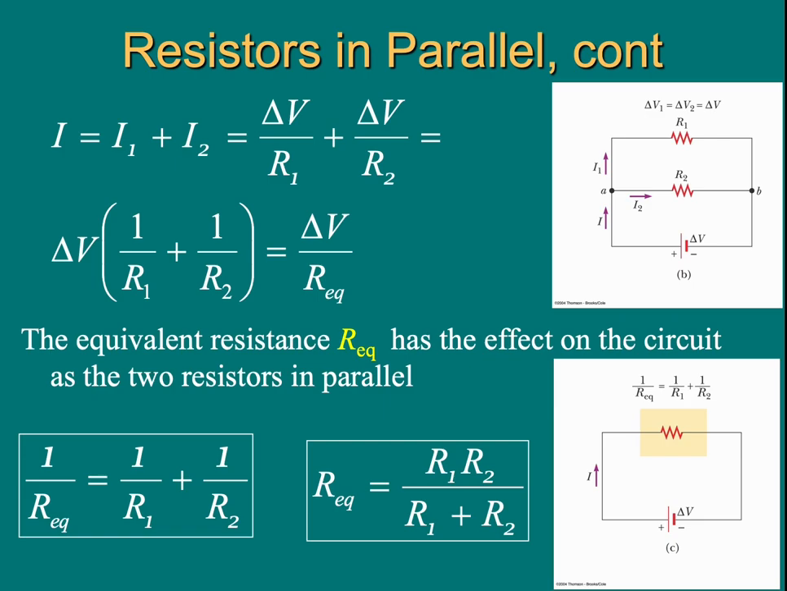We use the property that the total current at a junction equals the current flowing through each branch, and we replace I1 by potential over R1, and I2 by potential over R2. We find that for two resistors connected in parallel, the equivalent resistance satisfies this equation: 1 over R equivalent equals 1 over R1 plus 1 over R2.